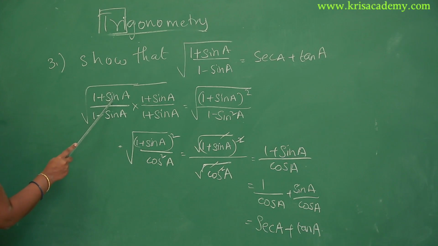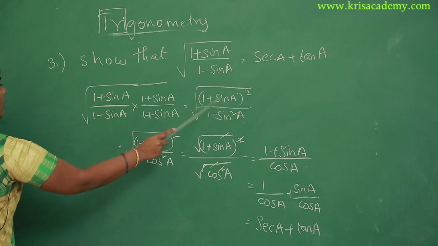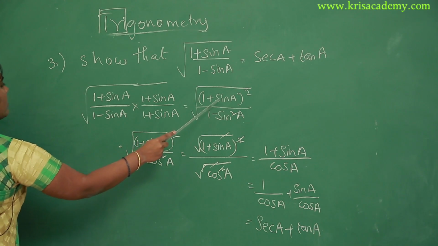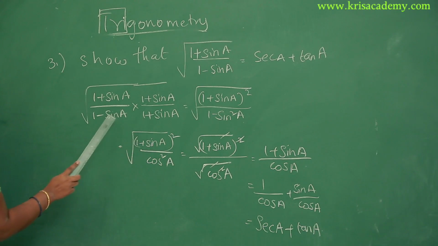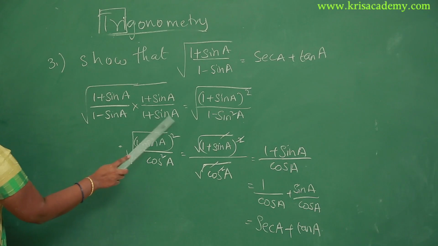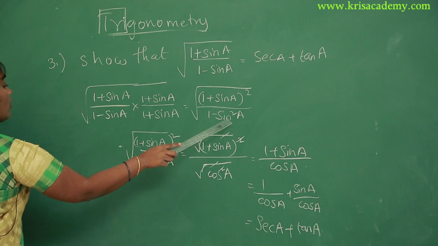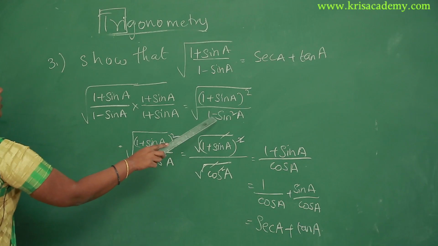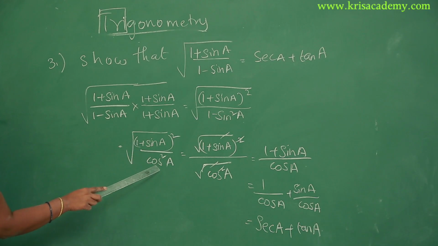Numerator will be (a plus b) into (a plus b), which is (a plus b) whole square. So a is 1, b is sin a. So (1 plus sin a) whole square. Denominator is (a plus b) into (a minus b). So a value is 1, b value is sin a. 1 square is 1, b square is sin square a. So now 1 minus sin square a, we use the trigonometric identity: cos square a.